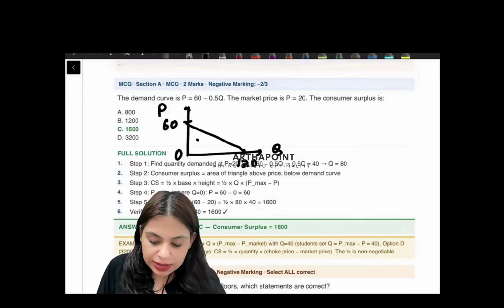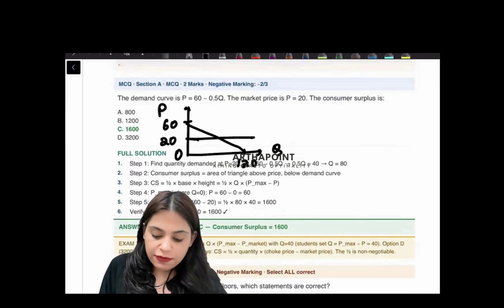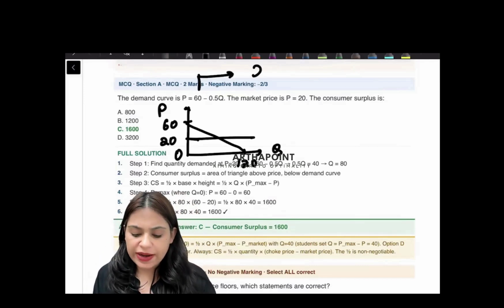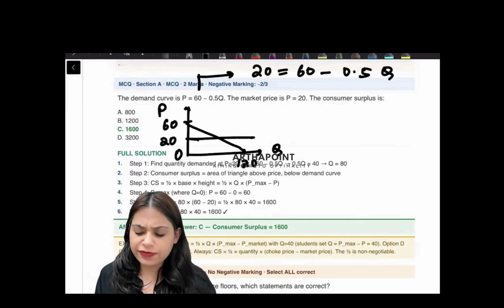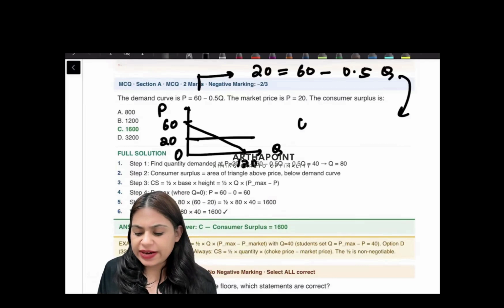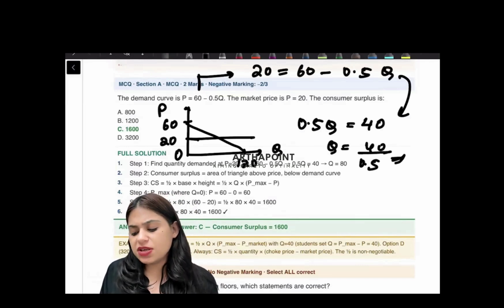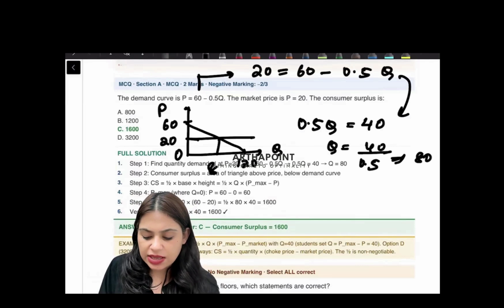Now it says market price is 20. When market price is 20, what will be the quantity? 20 is equal to 60 minus 0.5 Q. So you will get 0.5 Q is equal to 40. Q is equal to 40 divided by 0.5, which means you will get the quantity as 80.